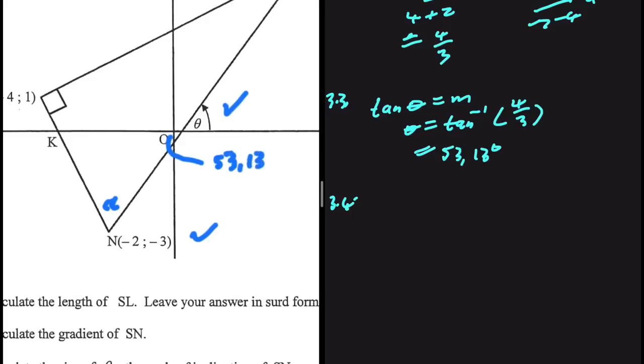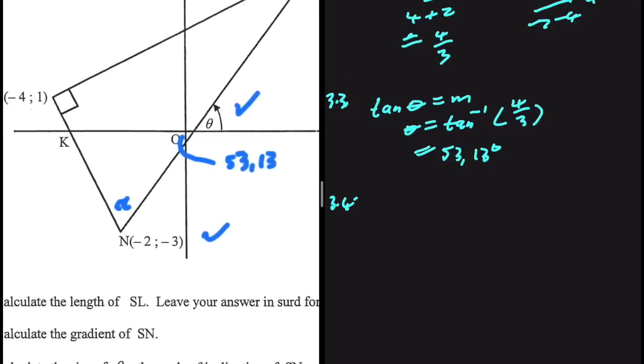So this angle is 53.13. Okay, so how do I move on after being able to realize that? I can find the inclination of LN. Look at the inclination of LN, this angle here, right? The inclination of LN, let's call it this symbol. The inclination of LN should be equal to theta plus alpha, okay? Why do I say that?